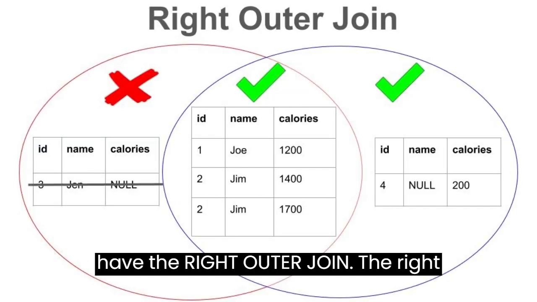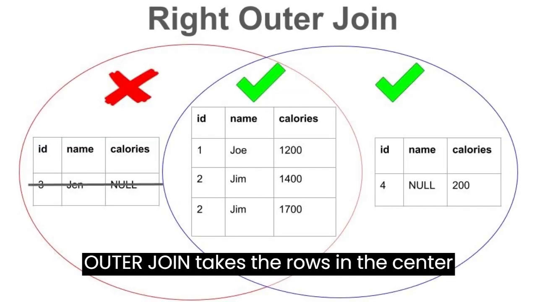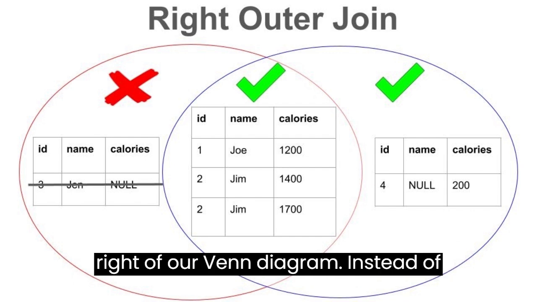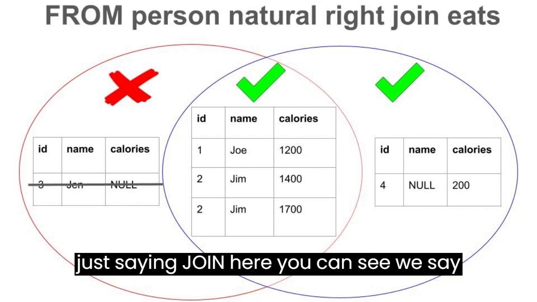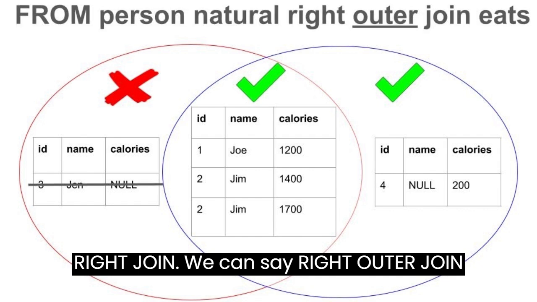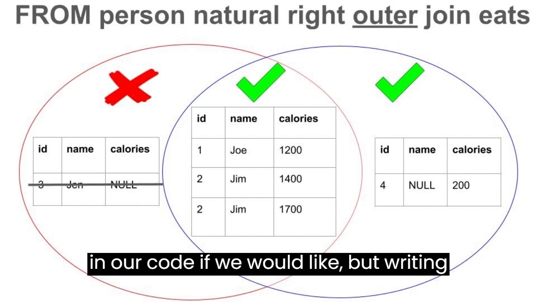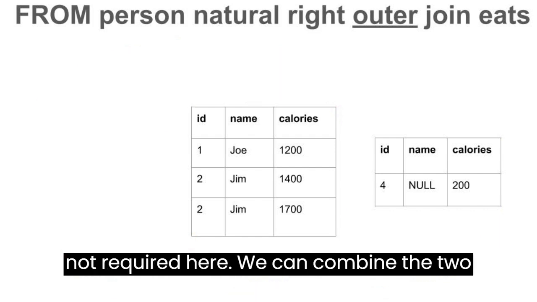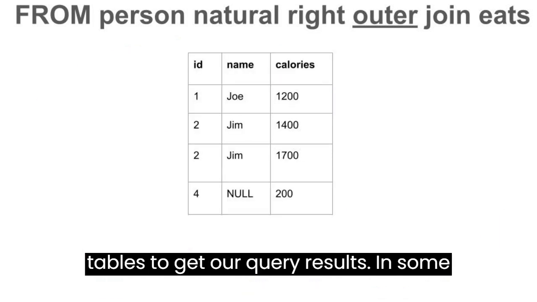Next, we have the right outer join. The right outer join takes the rows in the center of our Venn diagram and the rows in the right of our Venn diagram. Instead of just saying join here, you can see we say right join. We can say right outer join in our code if we would like, but writing the keyword outer in our SQL statement is not required. Here we can combine the 2 tables to get our query result.